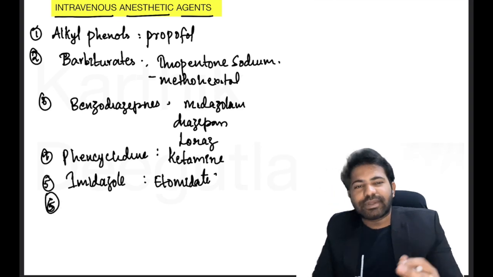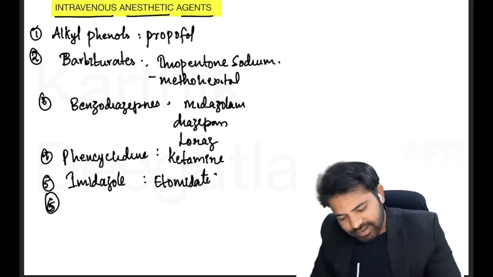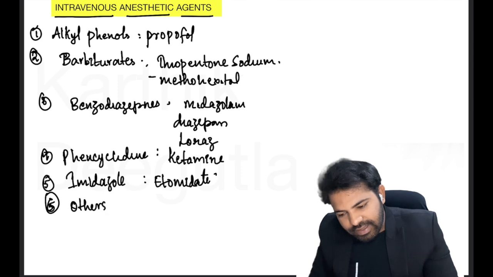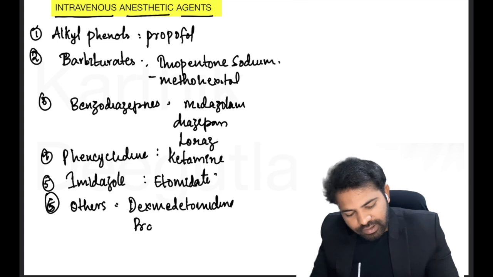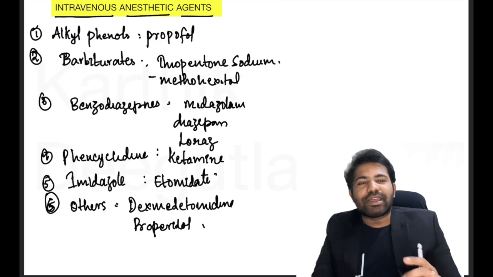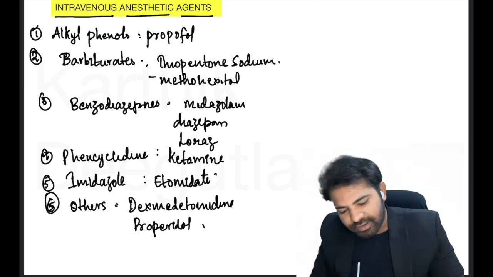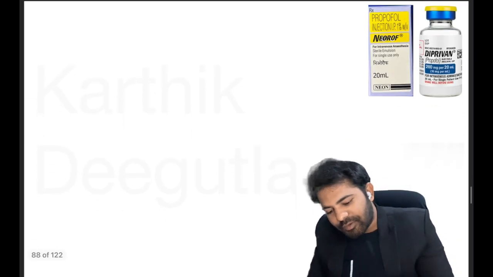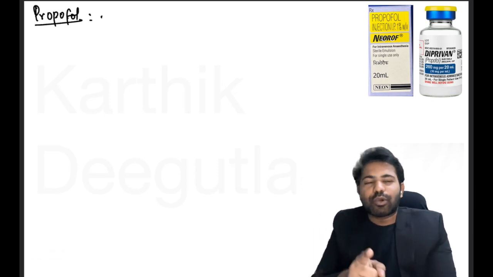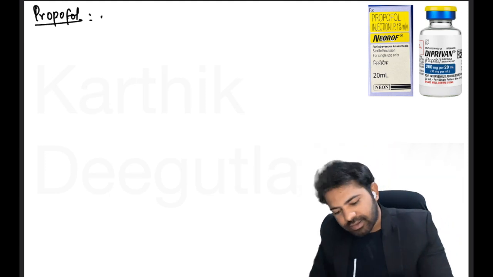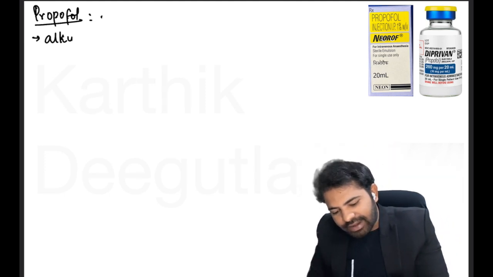Then there are some other miscellaneous drugs. The examples are dexmedetomidine and droperidol. Alright, let's begin with the first drug, which is propofol. So moving on with propofol. As I already told you, propofol is an alkyl phenol.